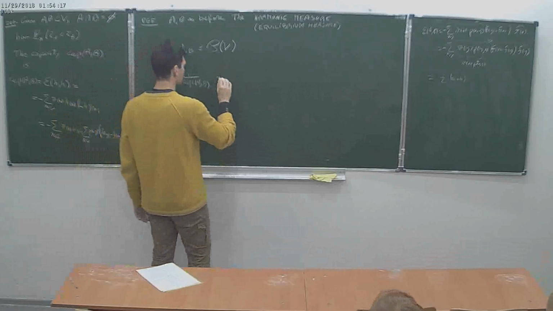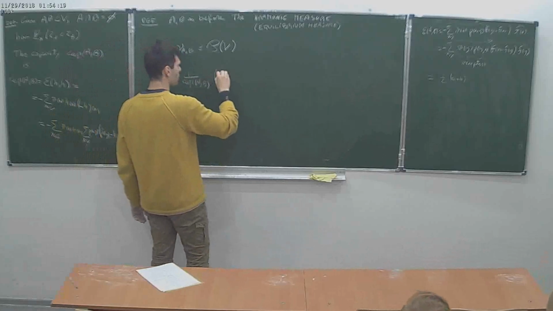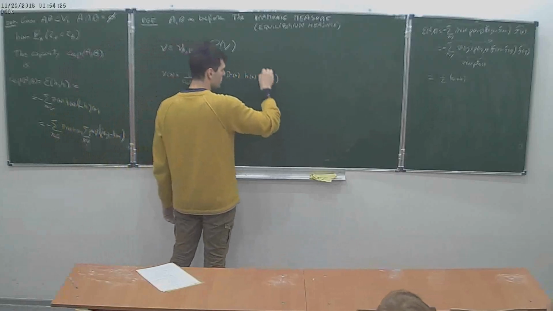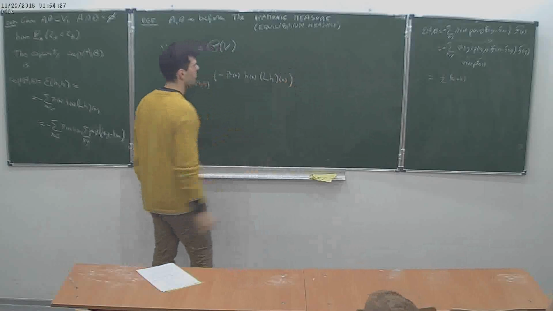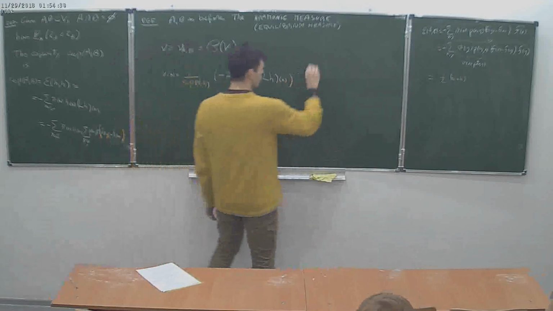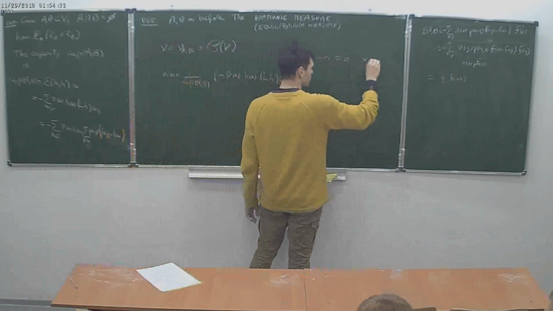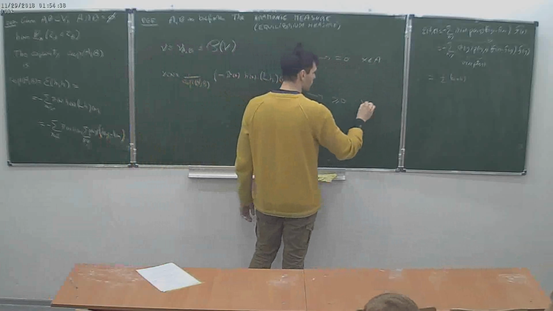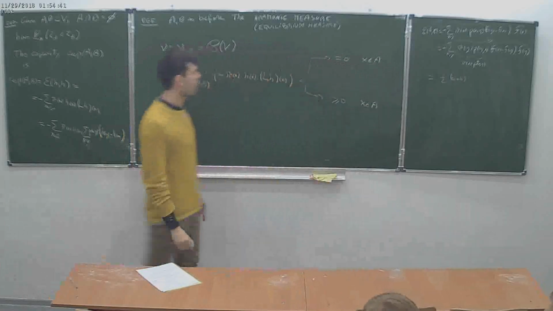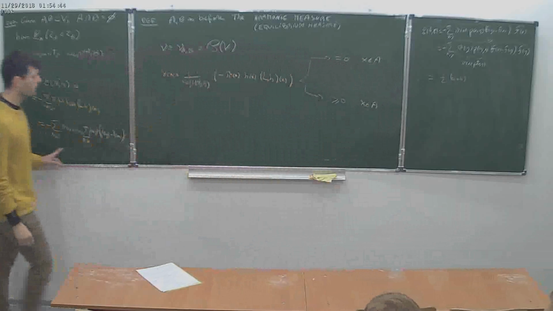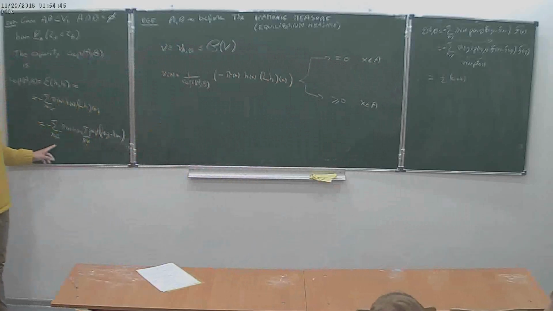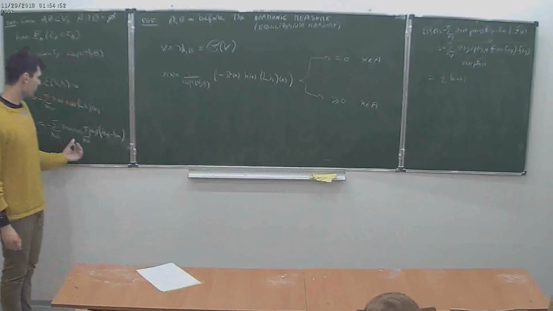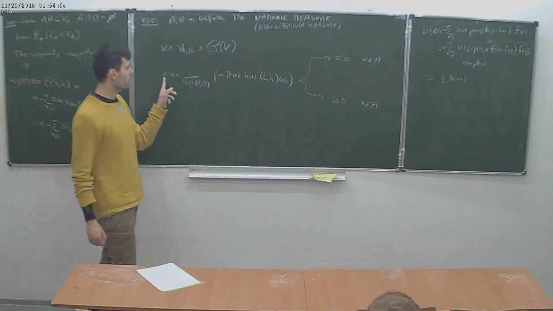Okay? Mu of X is just 1 over the capacity between A and B times minus P of X, H of X, LH of X. So this is 0 if X is not in A, that's what we just said, and bigger or equal to 0 if X is in A.